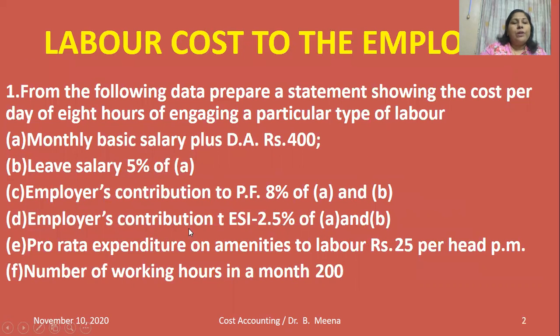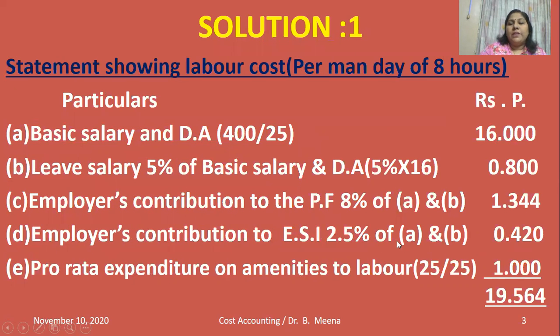Next, I will move on to the calculation of employee's contribution to ESI, 2.5 percentage, again on the summation of A and B. So 2.5 percentage on A and B, 16.8, 16 plus 0.8. So 16.8 into 2.5 percentage, I'll get 0.42.